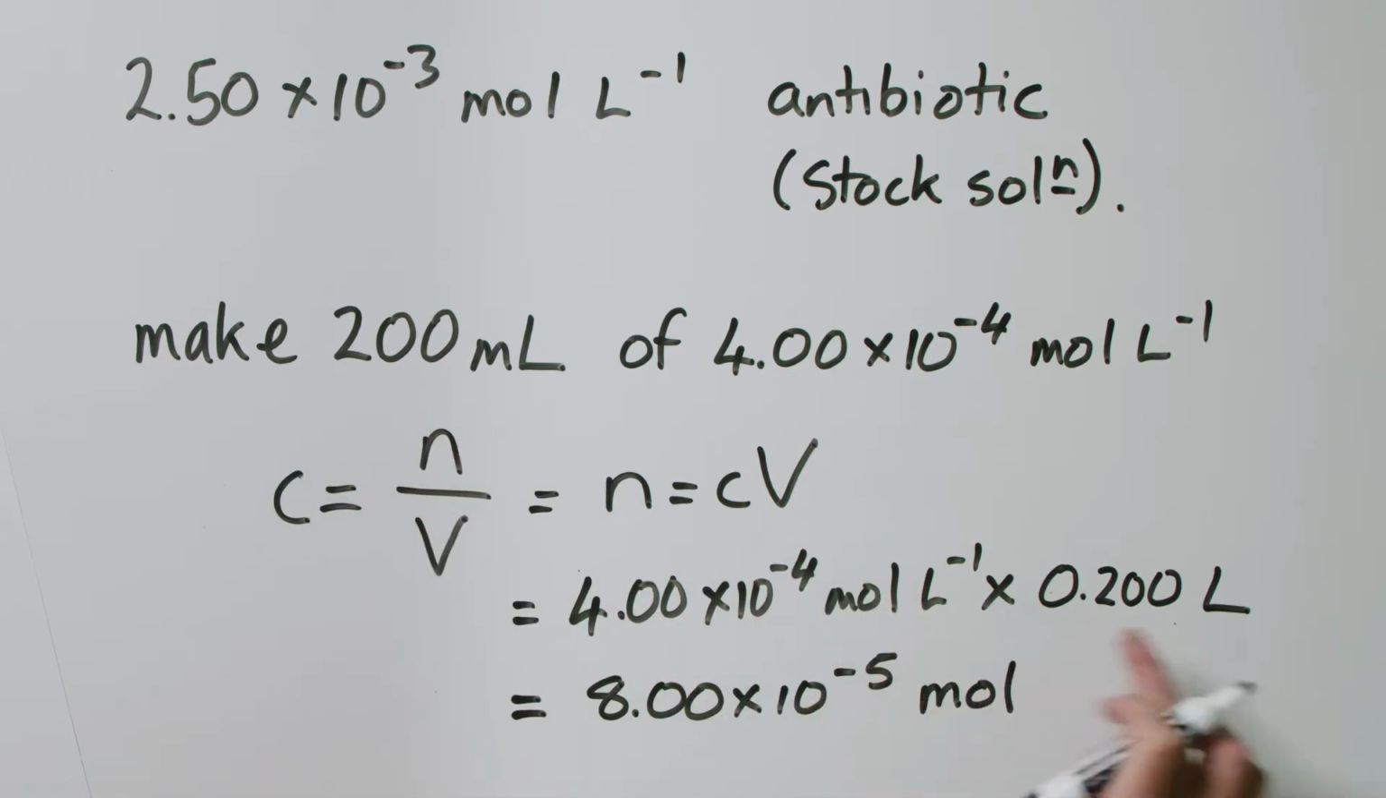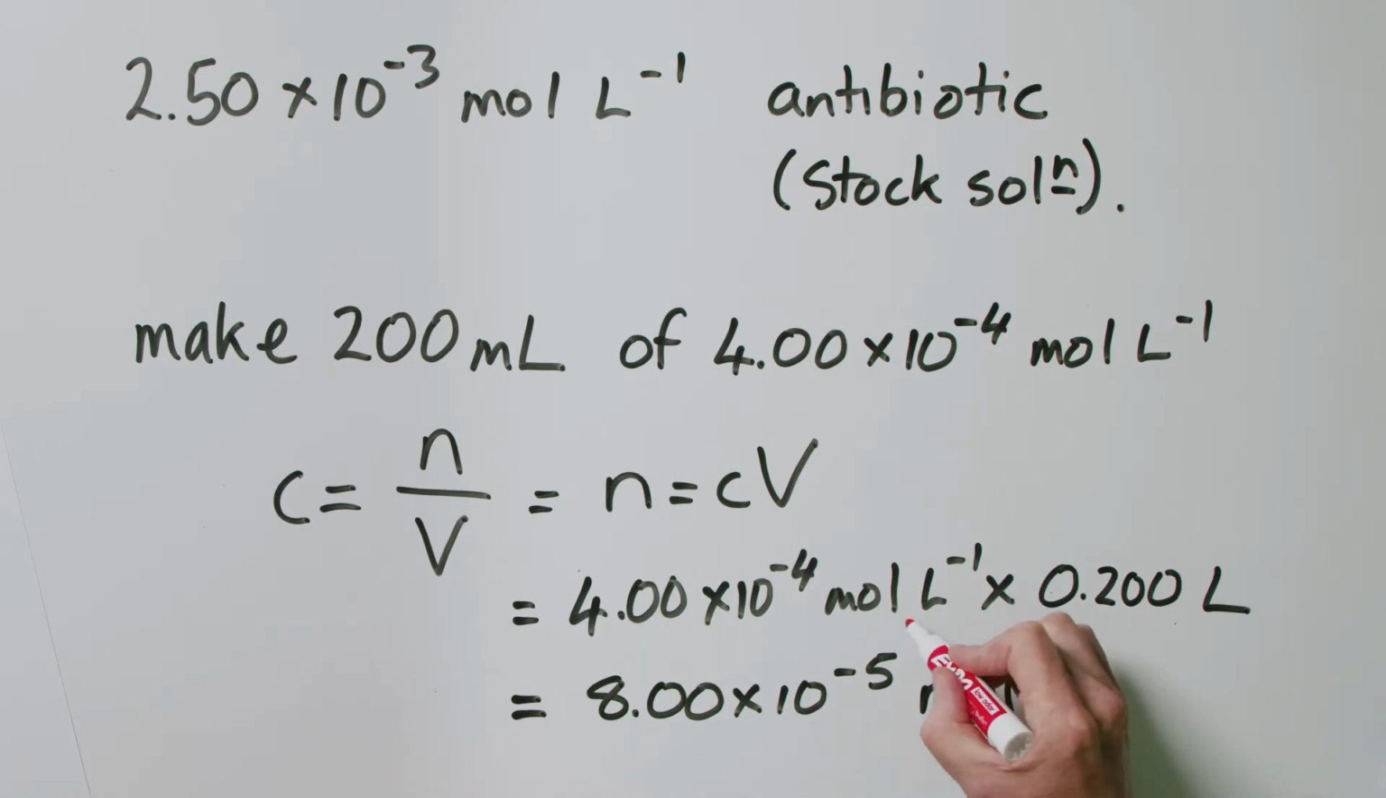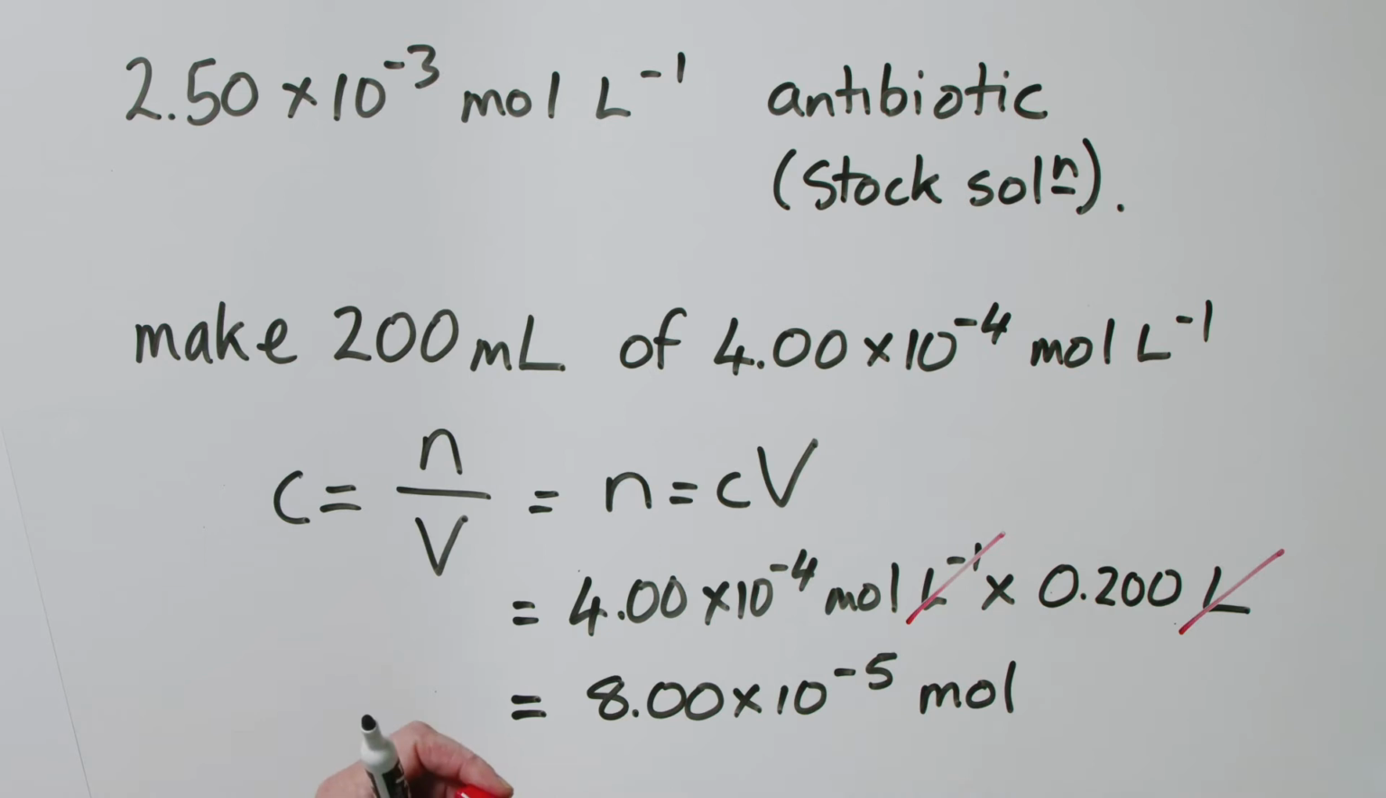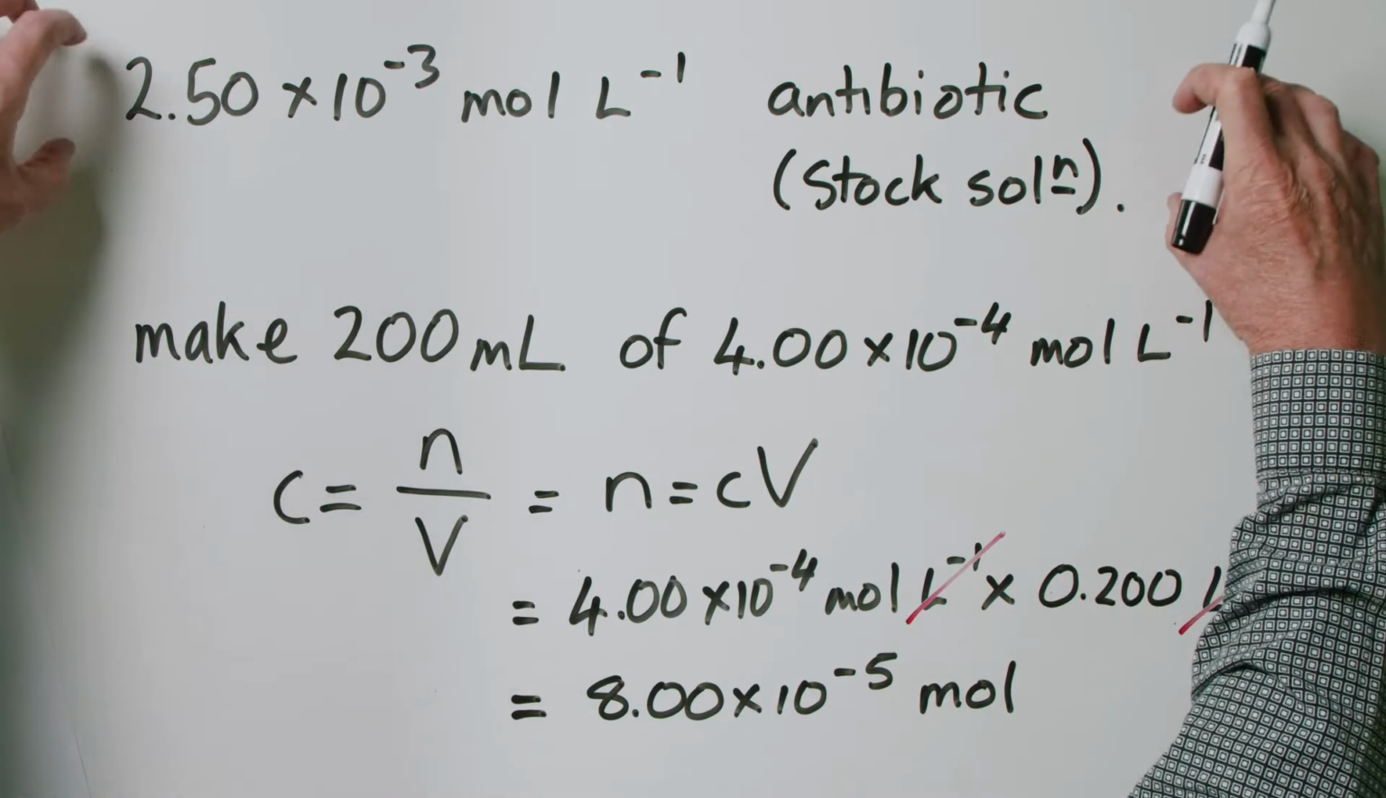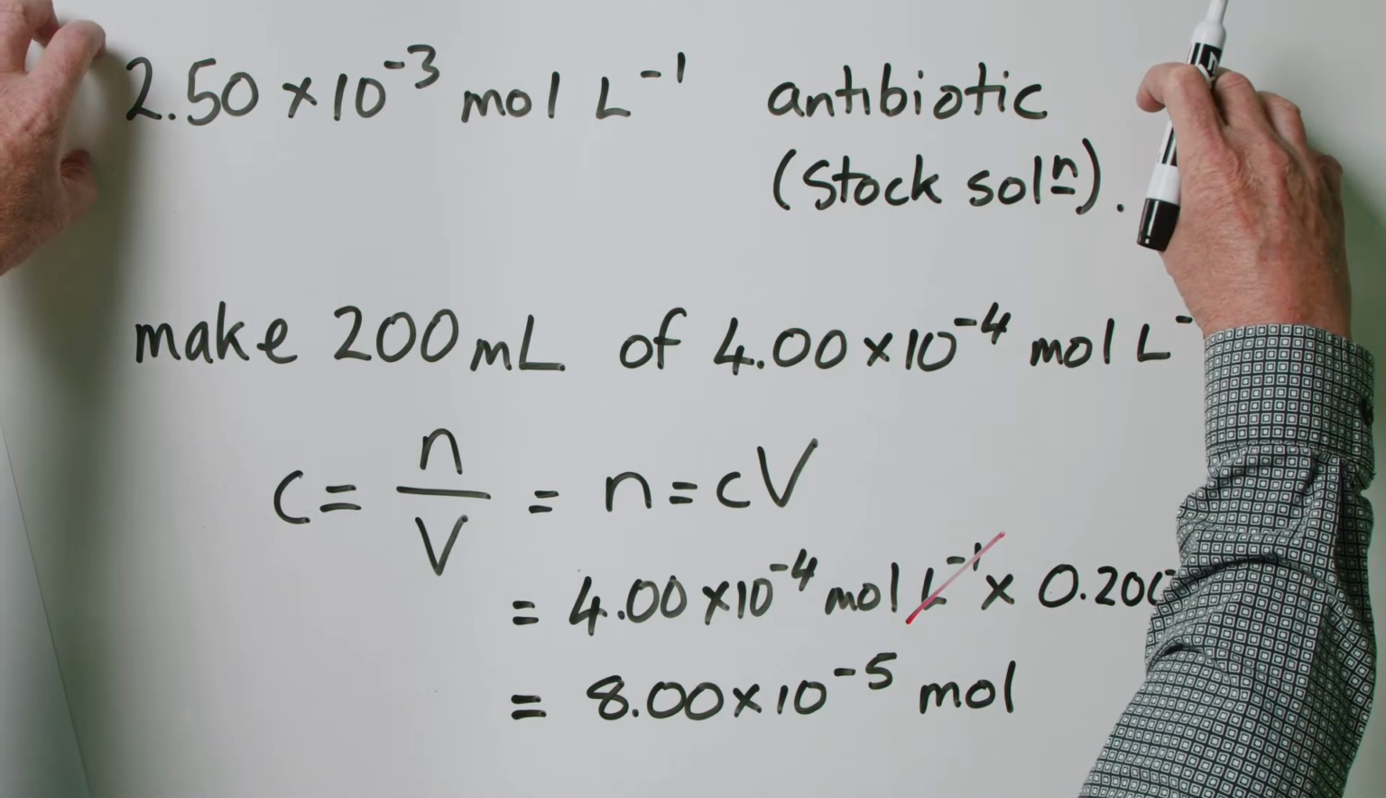Mole per litre multiplied by litres. So the per litre cancels with a litre. You end up with the unit of mole, which is what you want. So we've done our rearrangement correctly. So this is the number of moles of antibiotic that we want from our stock solution.